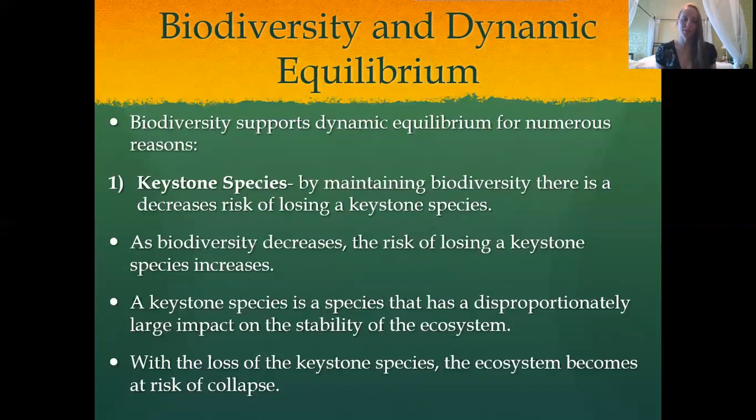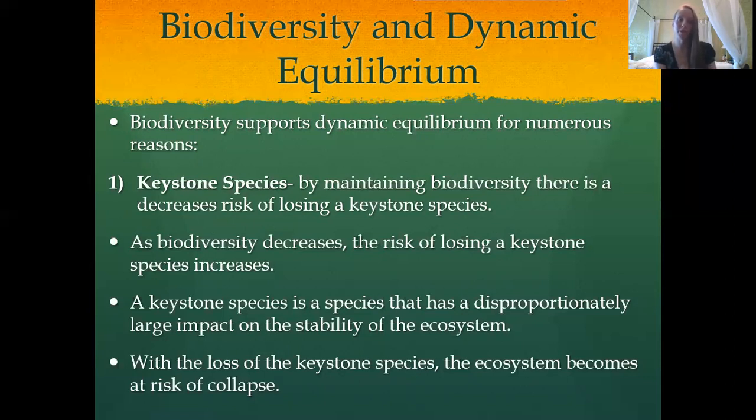Biodiversity supports dynamic equilibrium in a couple of different ways. We're going to be looking at four. The first is the keystone species. A keystone species is a species that, if it goes extinct or no longer exists in your ecosystem, the entire ecosystem is going to collapse. One example of this is bumblebees. If bumblebees go extinct, then we're going to have a major ecosystem collapse because a lot of flowers and plants rely on bumblebees for pollination and fertilization.